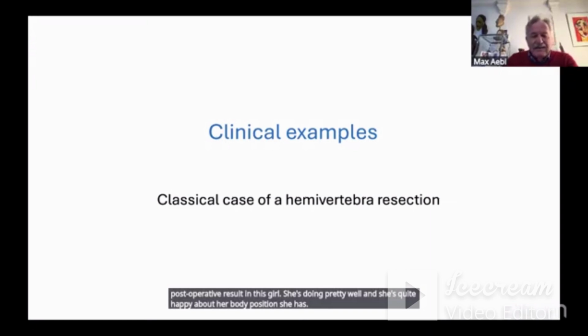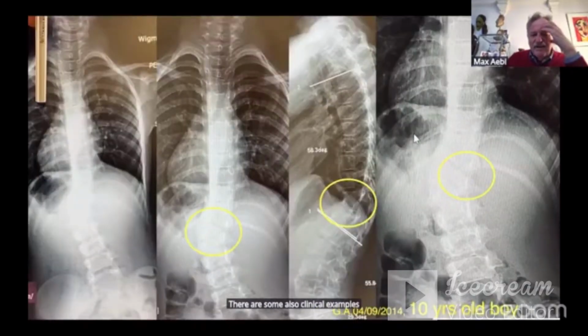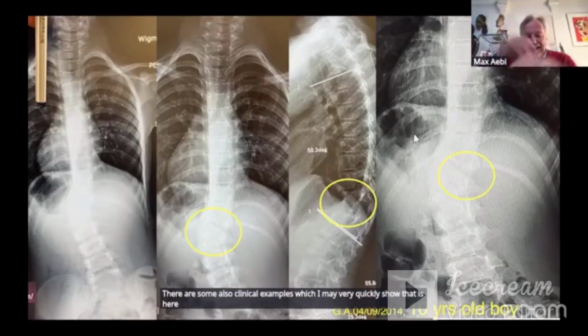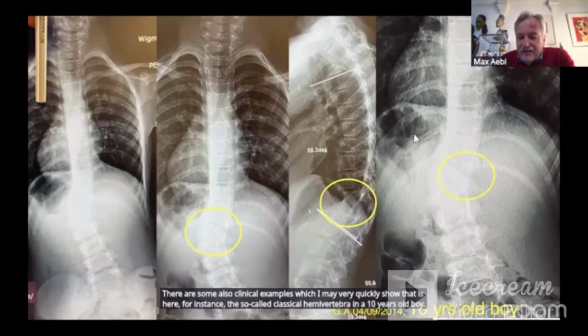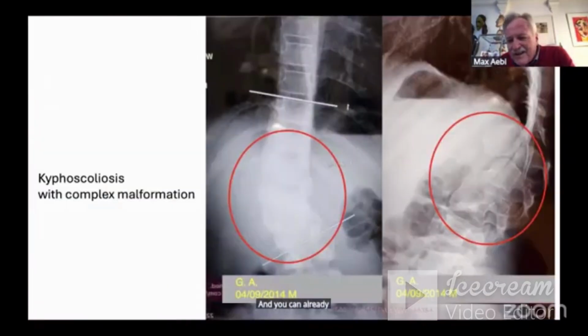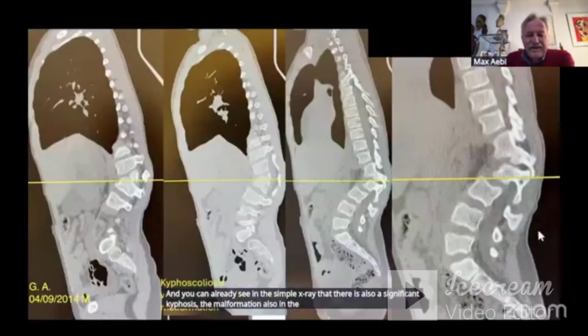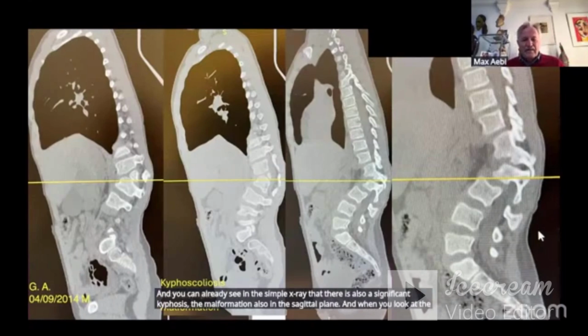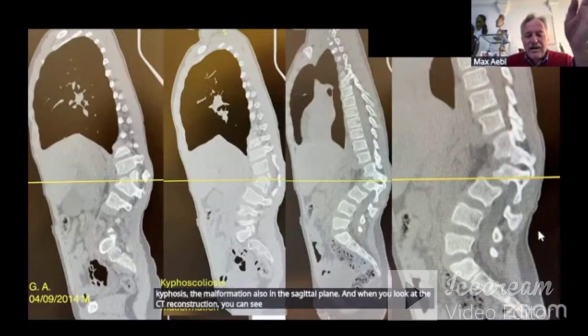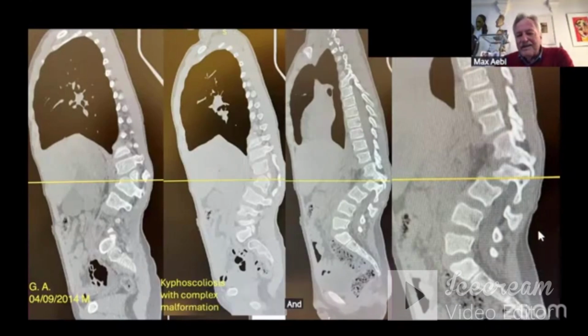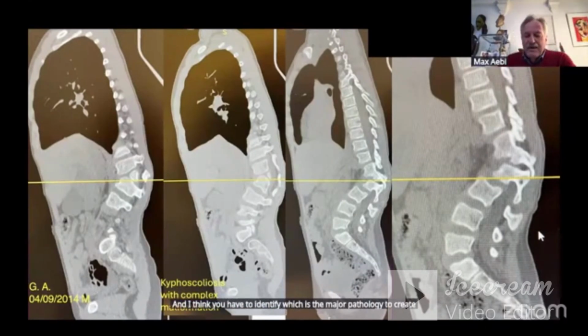There are some other clinical examples which I may very quickly show. Here, for instance, is a so-called classical hemivertebra in a 10-year-old boy. You can already see in the simple X-ray that there is also a significant kyphosis, a malformation also in the sagittal plane. When you look at the CT reconstruction, depending where you cut, you can see different pathologies. And I think you have to identify which is the major pathology.